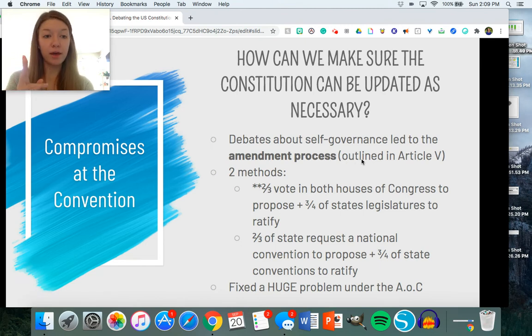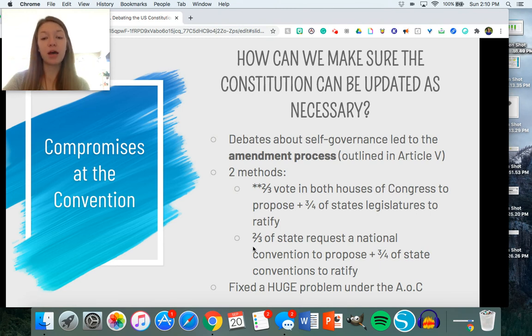There are 2 methods to this. I have a star next to the first one because this is the most common. And what it is, 2/3 of both houses of Congress, the House of Representatives and the Senate, will vote to propose an amendment. And then 3/4 of the states have to ratify or approve that proposal. Okay, so 2/3 of both houses propose, 3/4 of state legislatures ratify. Okay, that is the most common method.